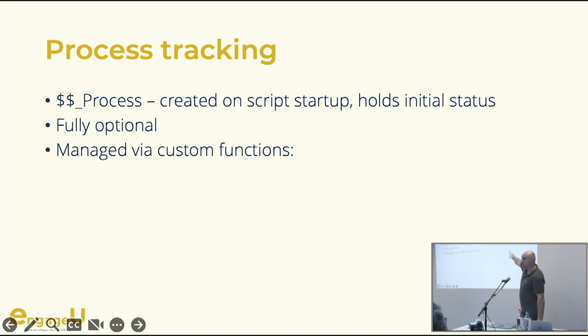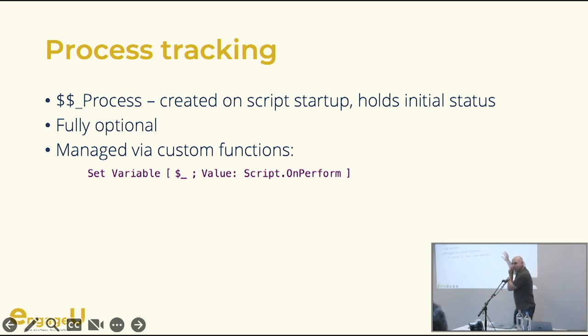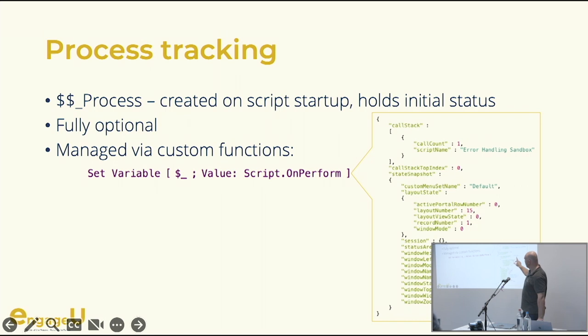Our process is managed via custom functions, as always, right? And this is what we do at the start of every script. A call to a function, period. Nothing more, nothing less. That generates this JSON object and puts it into the process global variable. First of all, we have a call stack. Because every script does that, we know what the call stack was in case an error happens.